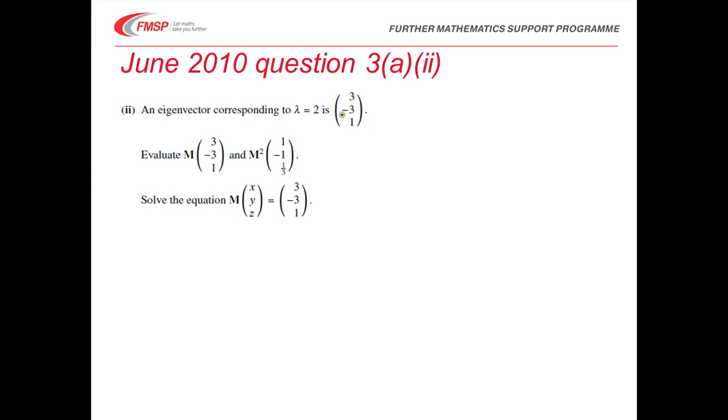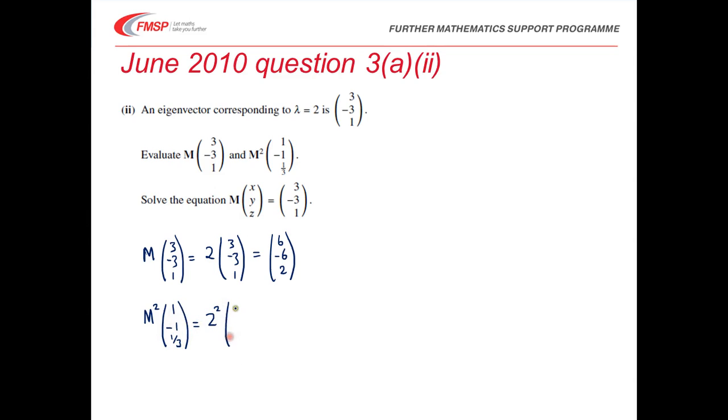Now I'm given an eigenvector corresponding to eigenvalue 2, and therefore M multiplied by that eigenvector must be 2 times the eigenvector, which is (6, -6, 2). M squared times a multiple of that eigenvector, so another eigenvector, will be 2 squared times that alternative eigenvector. So that's (4, -4, 4/3).